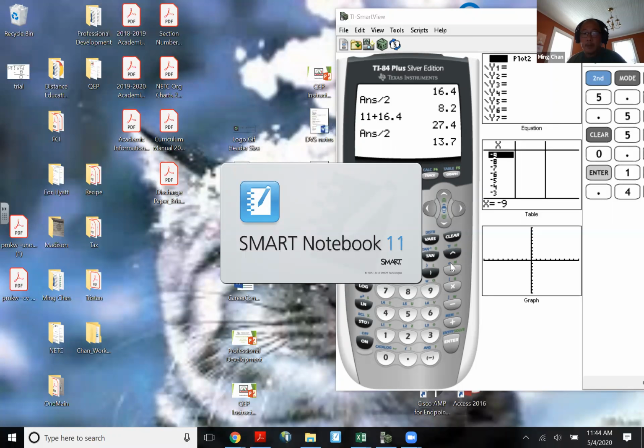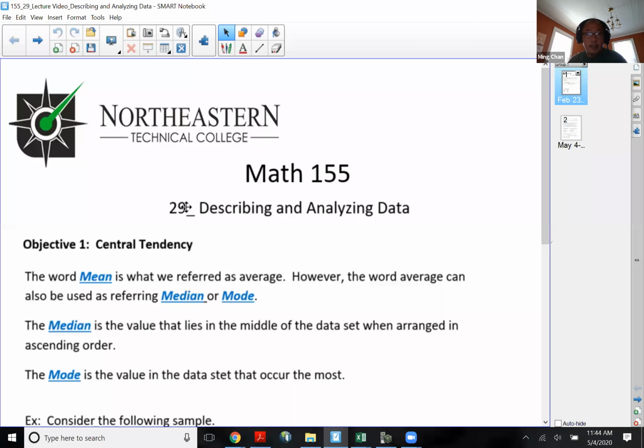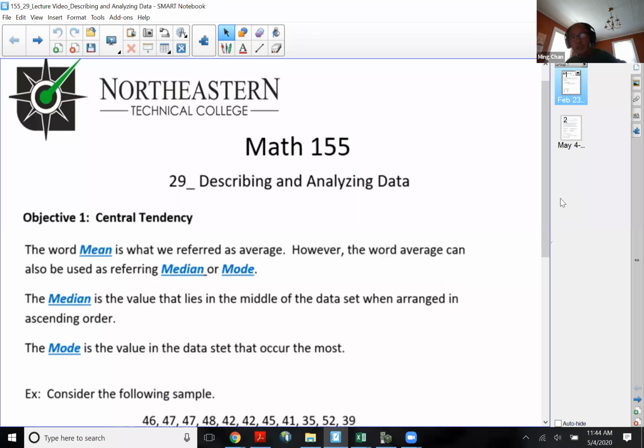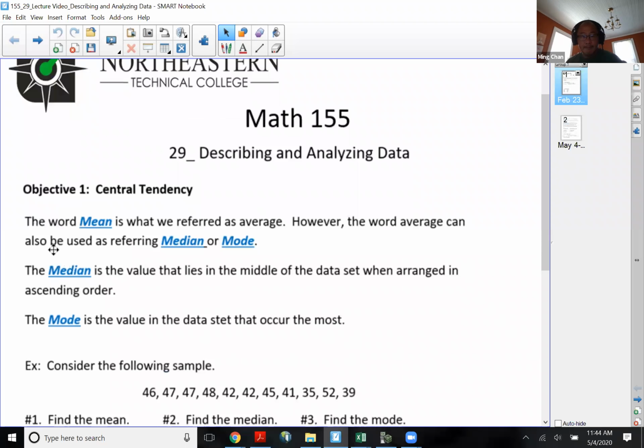Well, let's take a look at topic 29 here today: describing and analyzing data. In statistics, there's a lot more to it, but these are some of the most fundamental things that we probably encounter. The word mean is referring to the word average. We always say the average.